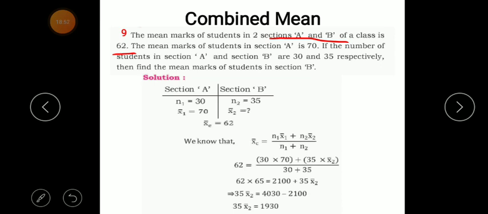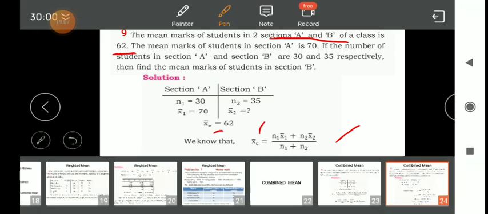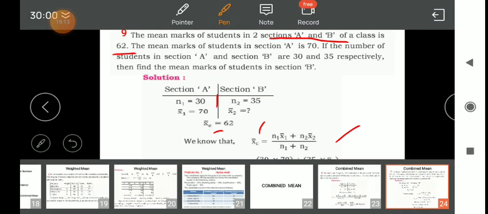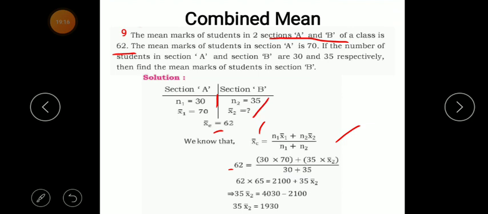Now in this, we know that for combined mean we have only one formula to use. So xc bar is equal to n1 x1 bar plus n2 x2 bar upon n1 plus n2. I am writing the same thing and substituting whatever I have got. xc is 62, so 62 equals n1 x1 bar, 30 into 70, plus n2 x2 bar, 35 into x2 bar. I'll keep x2 bar only because I do not have the value here, upon 30 plus 35, that is n1 plus n2.